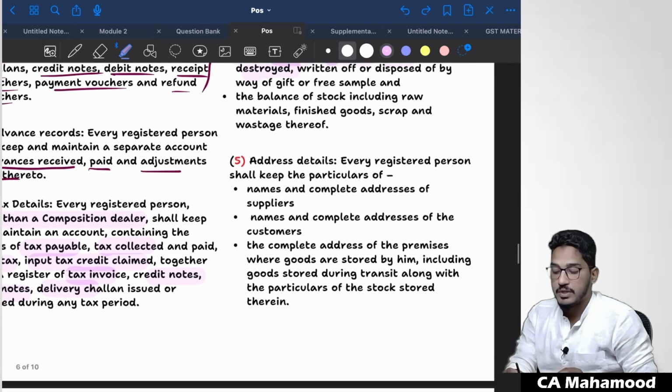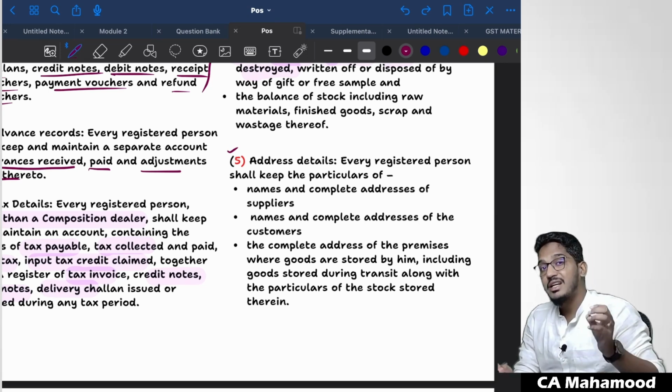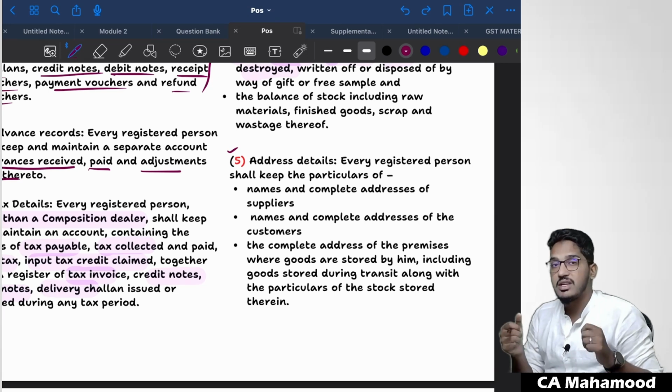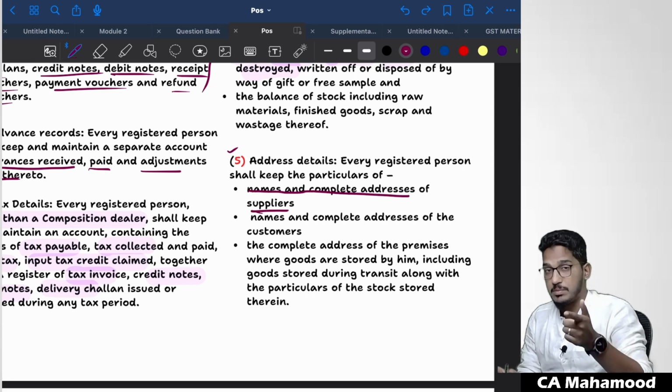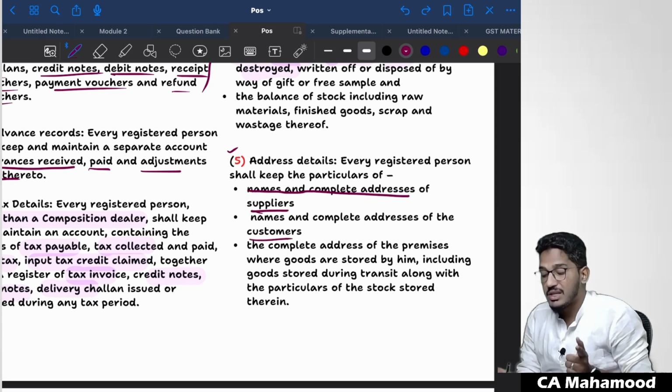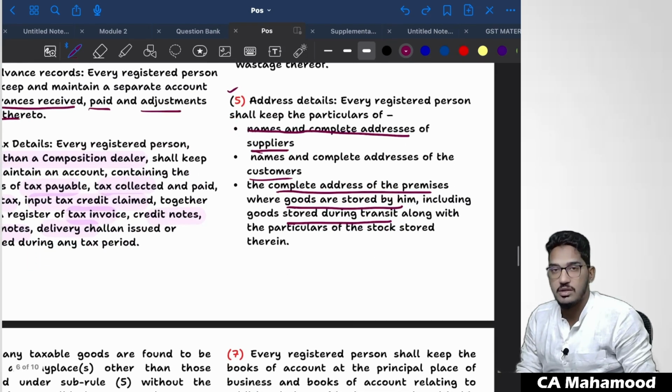Not just that, sub-rule 5 of rule number 56 says if you are a registered person, in addition to your supplies and all, you even need to maintain certain addresses also. Sir, which addresses do I have to maintain? They say every registered person shall keep the particulars of names and complete addresses of suppliers. What are your suppliers' names along with their addresses, your customers' names and your customers' addresses. Along with that, the complete address of the premises where goods are stored by him, including goods stored during transit, along with the particulars of the stock stored there.